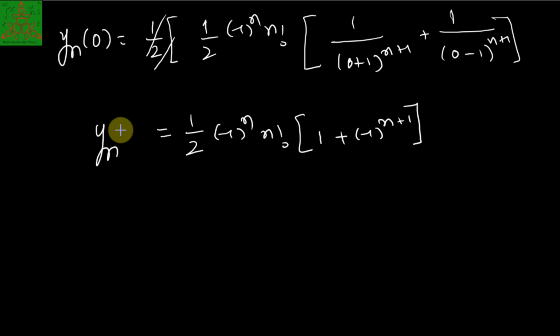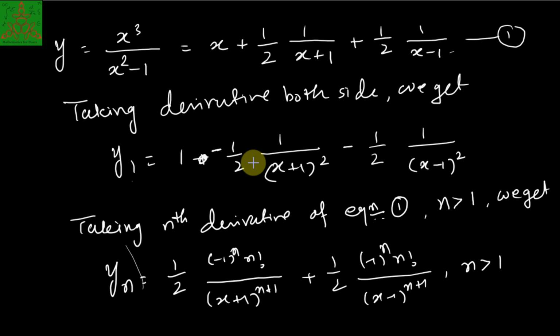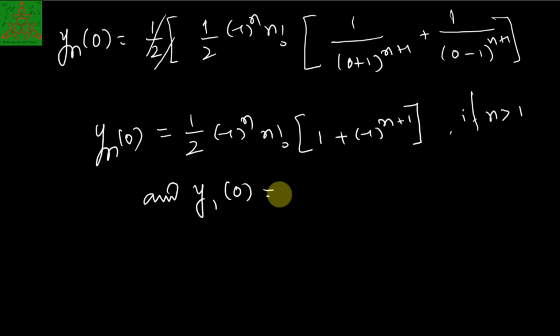This is yn at 0 if n is greater than 1, and y1 at 0 that we can get from substituting 0 here, that is 1. This is also 1, and this is 1 by 2. This is minus 1 raised to 1, so this is also 1. So minus 1 by 2 minus 1 by 2 will become 1, and 1 minus 1 will become 0. So y1 at 0 is 0. So these are the terms we got for this.